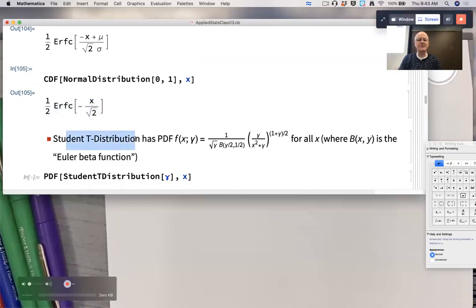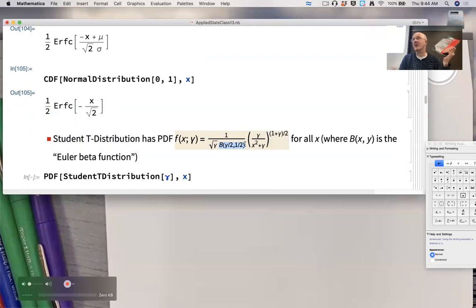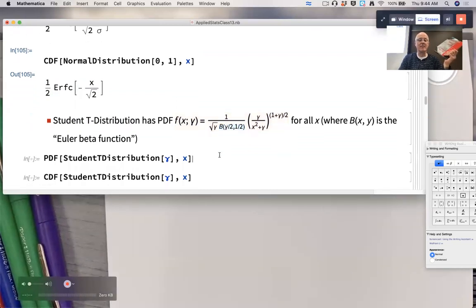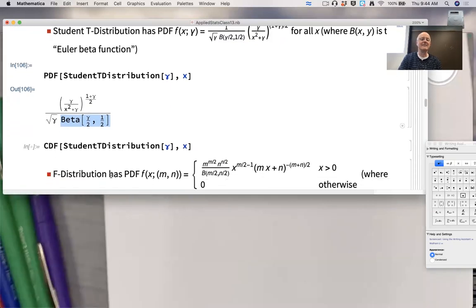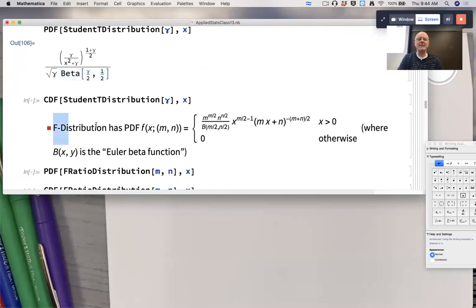Student t distribution has this formula. Actually, this is not exactly the formula that you'll see in the book. It's writing the denominator in terms of something called the Euler beta function, B. Our book writes it in terms of the gamma function. The Euler beta function and the gamma function are related to each other, but Mathematica writes it in terms of this Euler beta function. Again, whatever that means, I'm not saying. It's not a big deal. We can just use the technology and not worry about it. Remember talking about the F statistic a little bit in problem stats? A little bit. I haven't talked about it in here, but there is its PDF.